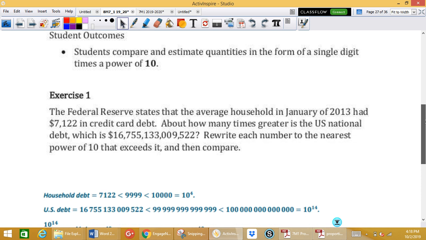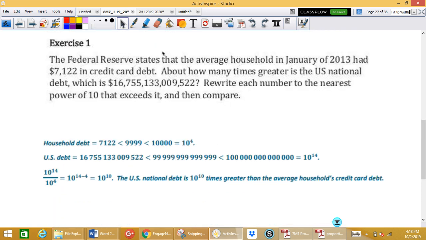So we're going to write it in the power of 10 that exceeds it. So that means that the household debt is 7,122. So that is in the realm of the 1,000s. So right above it will be the 10,000s. So it's going to be 10 to the fourth. Right now it would have 3 decimal places, so they want the one more that exceeds it, so it'd be 10 to the fourth. Here you have trillion, so 10 trillion.